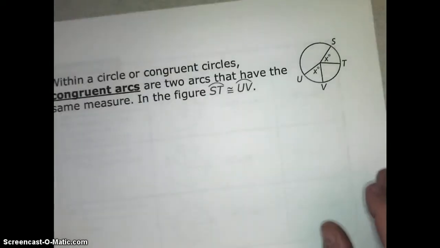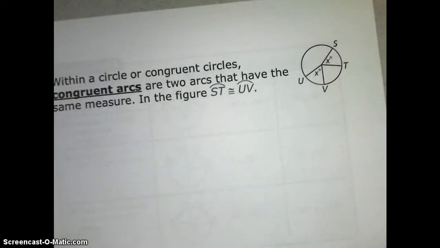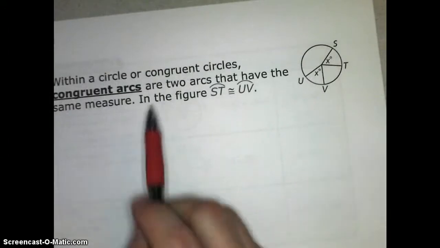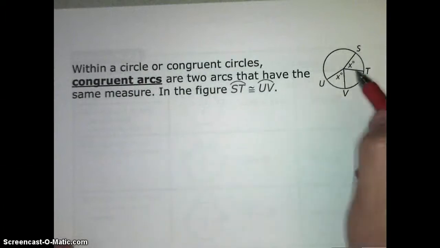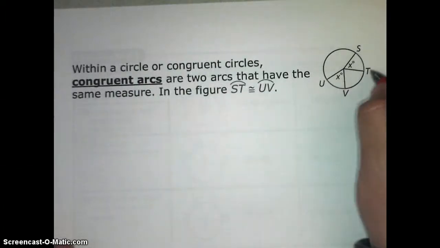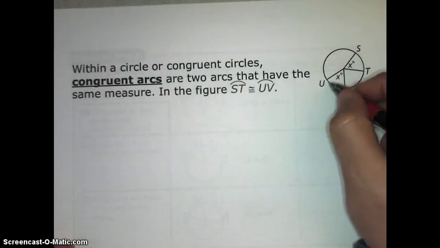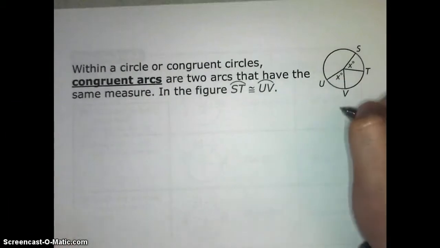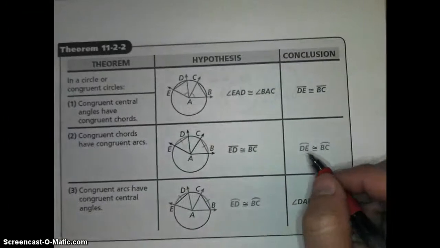Okay, let's talk about our next vocabulary term. Within a circle or congruent circles, we could have congruent arcs. And congruent arcs are two arcs that have the same measure. So in this circle, we have arc ST with the central angle x degrees. That would be congruent to arc UV with a central angle also of x degrees. And we have some theorems that go along with that.